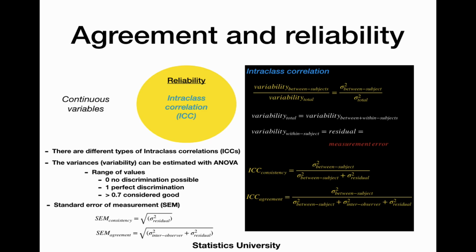Now we can also calculate standard errors for these terms, and we call them standard error of measurement. And for the consistency, it's just the square root of the residual variance, and for the agreement, it is the square root of the inter-observer and residual variance.